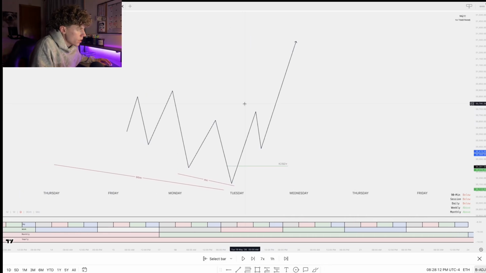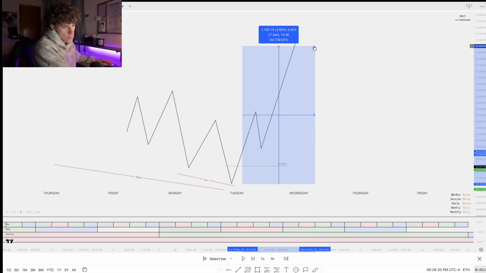So we can go ahead and start talking about our model. Now, if you watch my previous videos, you understand that I'm looking for a power of three setup where we have accumulation, manipulation into a higher time frame PD array, and we're looking to catch the distribution.